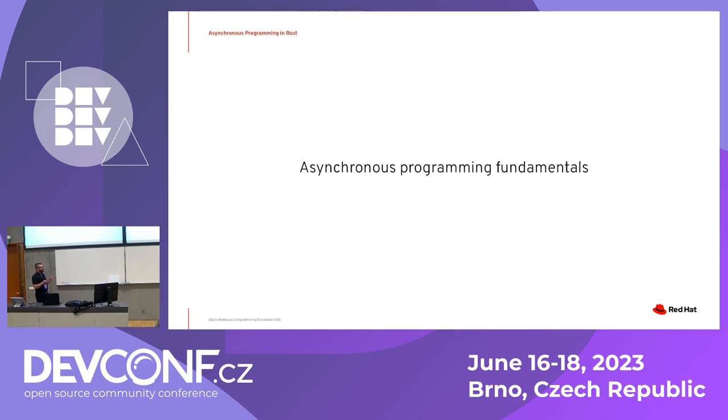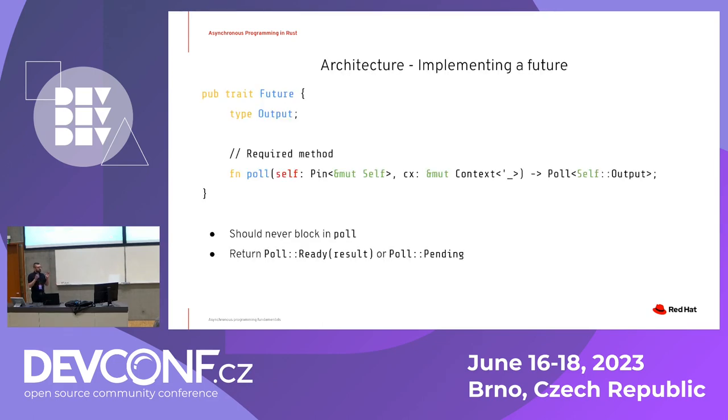So with all of that out of the way, we can talk a little bit about the fundamentals of asynchronous programming. First, we're going to start with implementing a future. And consistently, this seems to be the thing that a lot of people struggle with the most in asynchronous programming. I put up the definition of the trait for the future, just so that we could go over it in a little bit more detail.